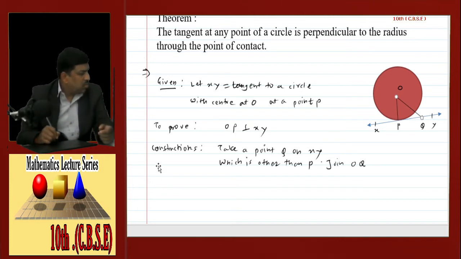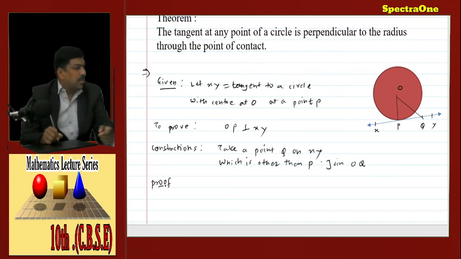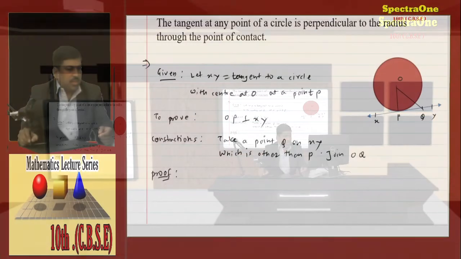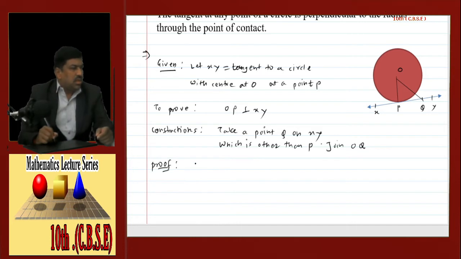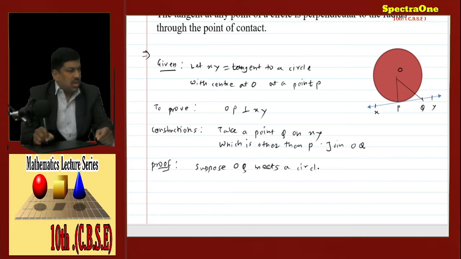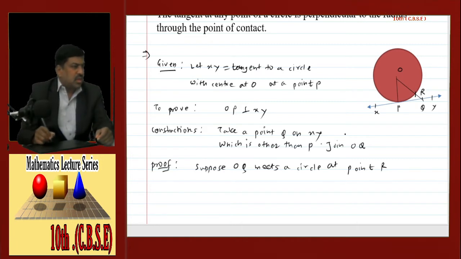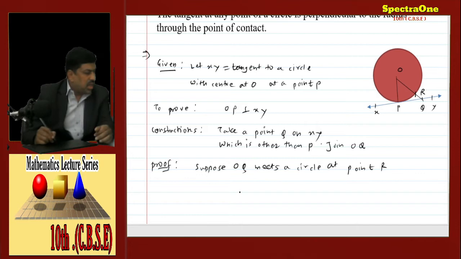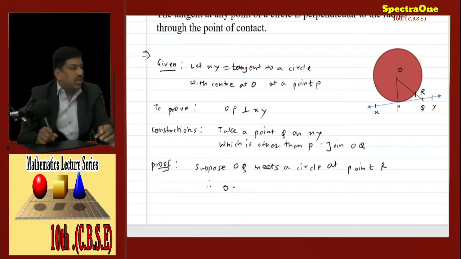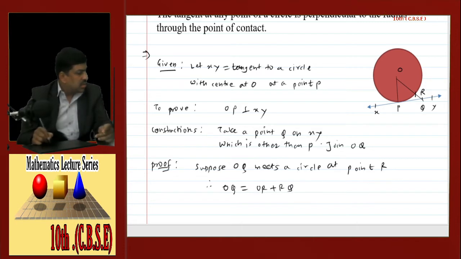Now I have to prove. See here. Suppose OQ meets the circle at point R. So this is the point R. Let OQ meet the circle at point R. Then we know that OQ is equal to OR plus RQ, right?